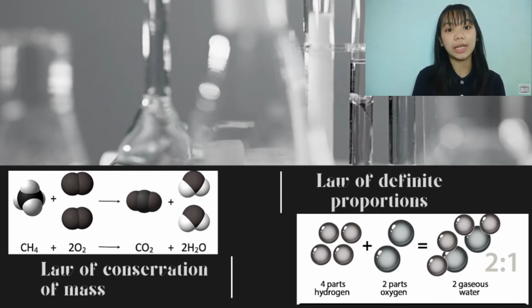Dalton's atomic theory is based on two other important chemical laws of the time: the law of the conservation of mass by Antoine Lavoisier, and the law of definite proportions by Joseph Proust. The law of conservation of mass states that matter cannot be created or destroyed. The law of definite proportions states that a given chemical compound always contains the same elements in the exact same proportions by mass.